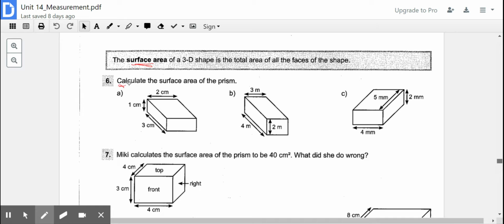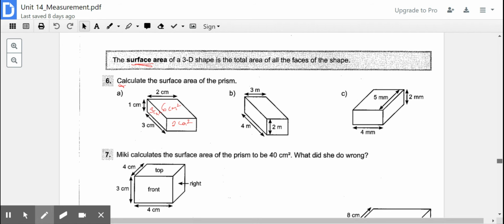Calculate the surface area of the prism. To find the surface area of the prism, I would find the area of all the faces. Okay, so I'm going to start with the front, and the front is 2 by 1, so that's 2 centimeters squared. The top is 2 by 3, so that's 6 centimeters squared, and this one is 3 centimeters squared.